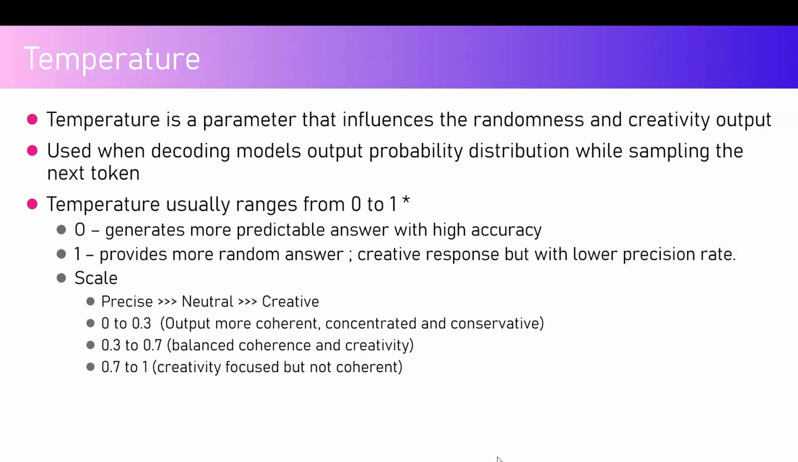Now from a scale perspective, you can have a precise, neutral, and a creative scale. 0 to 0.3 is usually considered as the output being more coherent, concentrated, and conservative. 0.3 to 0.7 is more balanced between coherence and creativity, and 0.7 to 1 is more focused towards creativity, but from a response perspective it is not coherent or precise to the point. I've marked an asterisk over here because from 0 to 1 is what we think, but I have seen in ChatGPT that the range goes from 0 to 2 as well, which I'm going to show you during the demonstration of the application.